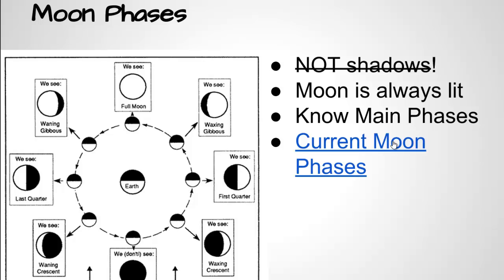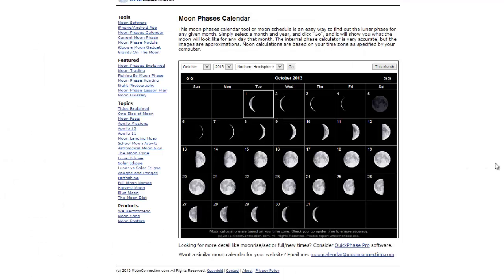And I've got a link here if you want to check out the current moon phases. This link here will take you to the current moon phases. Depending on what month and year you check, this calendar would look different. But this is the moon phase calendar for October 2013.